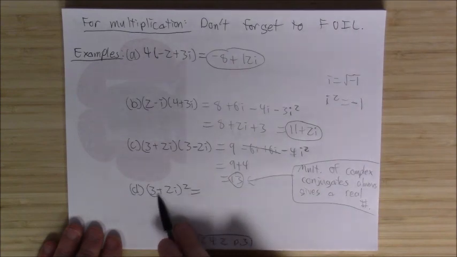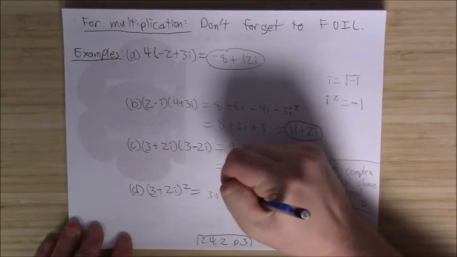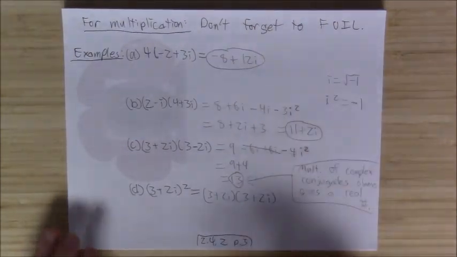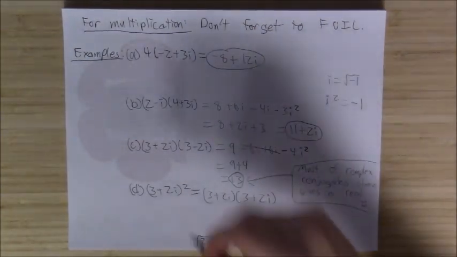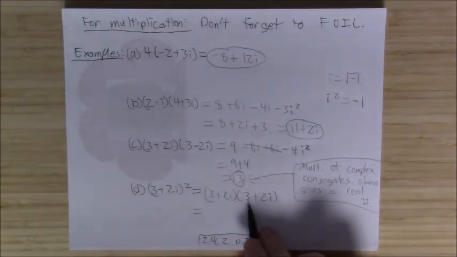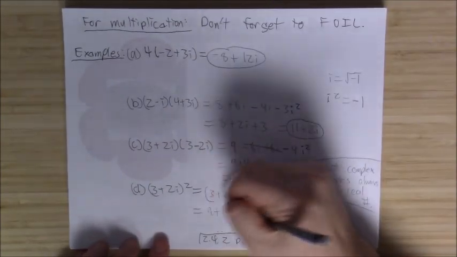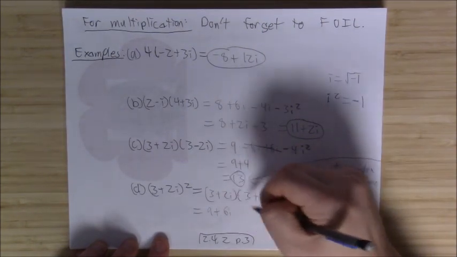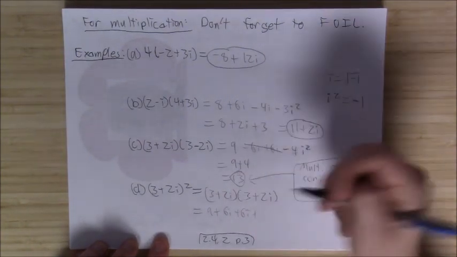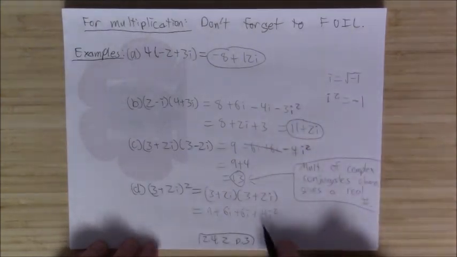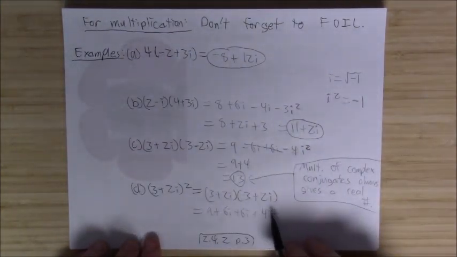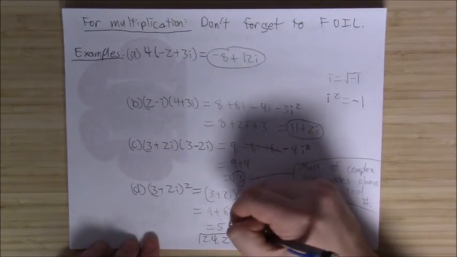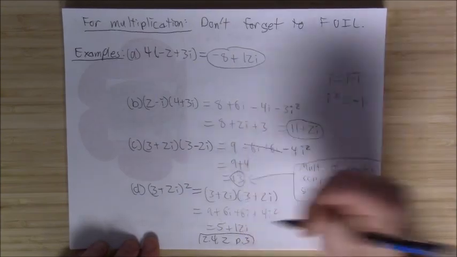Don't forget that squaring means we're really writing this as 3 plus 2i times 3 plus 2i. Do not distribute the square. Squares don't distribute across addition. 3 and 3 will give me 9, plus outer, so 6i, plus inner, 6i, plus last, 4i squared. Again, the i squared is negative 1, so we actually have here negative 4. So we have 5 plus 12i.